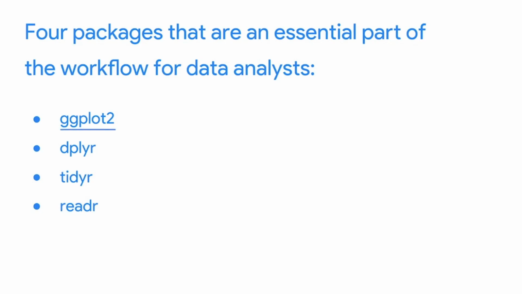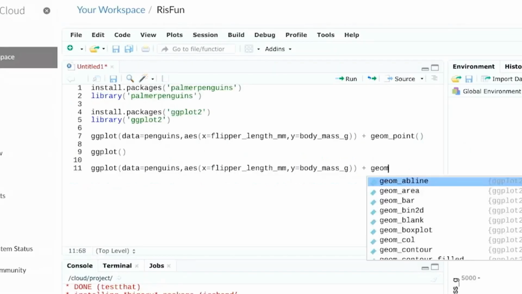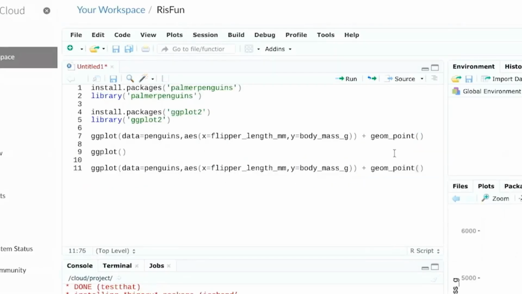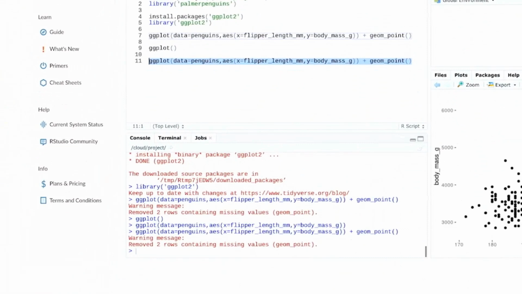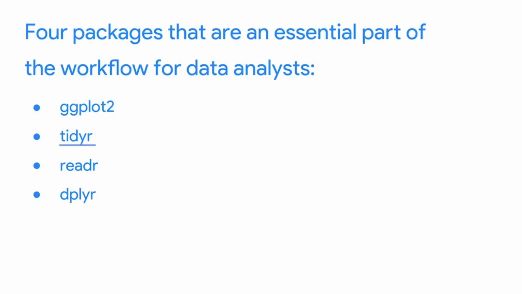ggplot2 is used for data visualization, specifically plots. With ggplot2, you can create a variety of data viz by applying different visual properties to the data variables. Here's an example of ggplot2 in action. You'll have your own chance to use ggplot2 later. tidyr is a package used for data cleaning to make tidy data. We covered tidy or clean data earlier, but as a quick reminder, it's data where every part of a data table or data frame is the right type in the right place. tidyr works with wide and long data to make sure this happens.